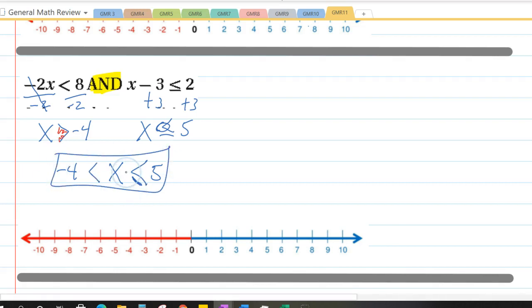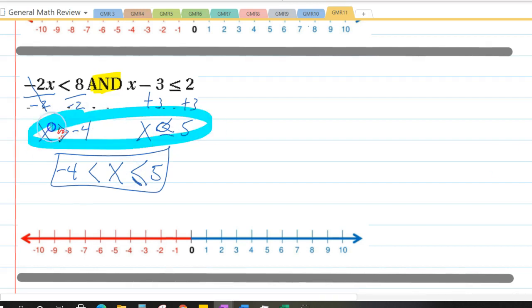If I'm going to graph this, the best way to graph it is off of these up here. You can graph off the bottom one, but it's more difficult. So if I'm graphing this, I have x is less than or equal to 5. I go to 5, solid circle, less than is pointing to the left.